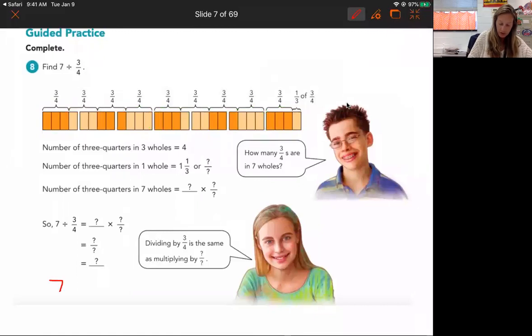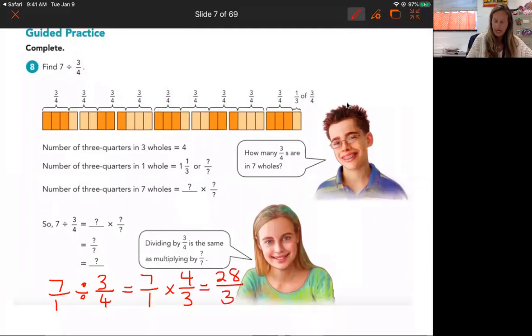So my division problem is 7 divided by 3/4. And again, same thing as 7 over 1 divided by 3/4. And that's equivalent to 7 over 1 times 4/3. So then I would do 7 times 4, which is 28, over 3. 3 goes into 28. Let me write over here. 9 whole times, that's 27 with 1 left over. So my answer is 9 1/3.